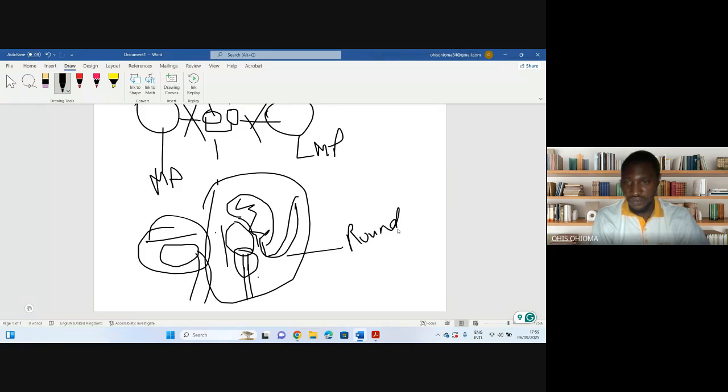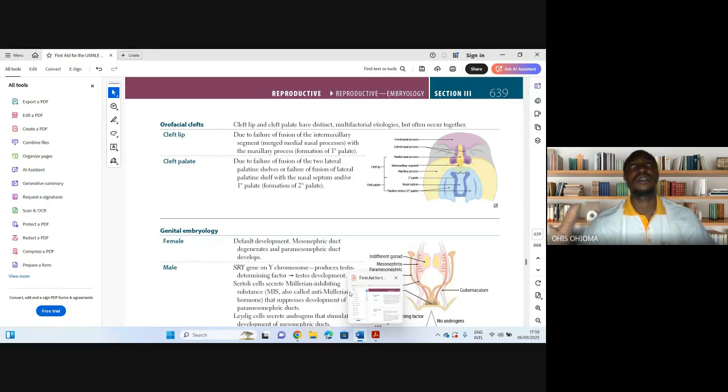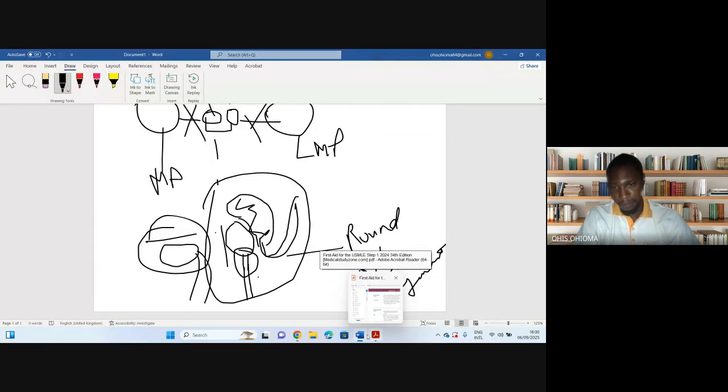So in females, it degenerates rather. In females, it degenerates to form the round ligaments and the ovarian ligaments, right? Ovarian ligaments, because I was trying to tell you guys that when the paramesonephric duct degenerates, there'll be a space between the head of the paramesonephric duct and the ovaries, and you need something to suspend it, and that's where this thing comes into play, right?